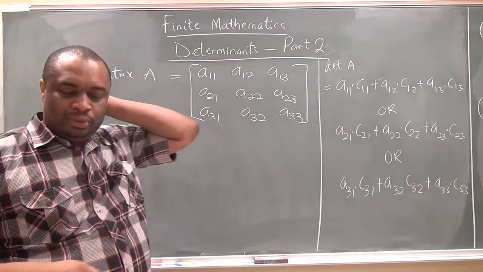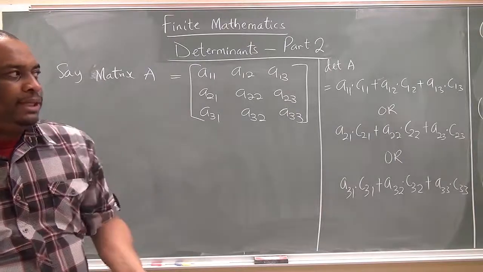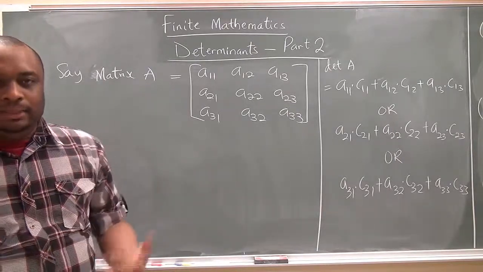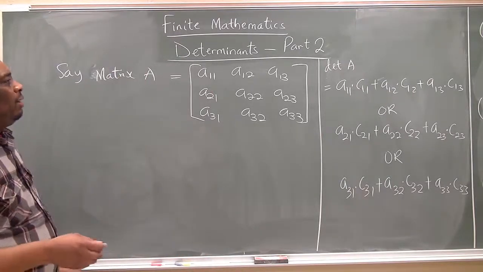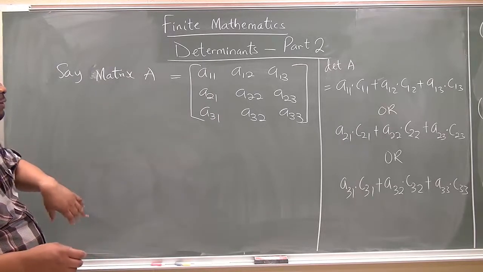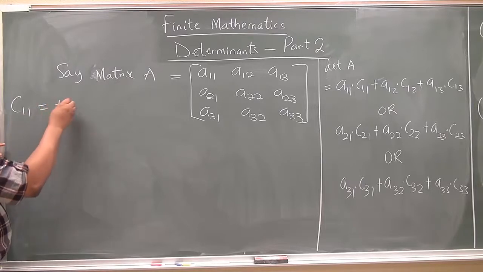Now, that was for a 2x2 matrix. Now we have to find the cofactors of this 3x3 matrix. And remember, cofactors are signed, just like we talked about in the previous video. So we can go ahead and find the cofactors of all these. If we want to find C11, because this is 1 plus 1, which is 2, the sign is plus.